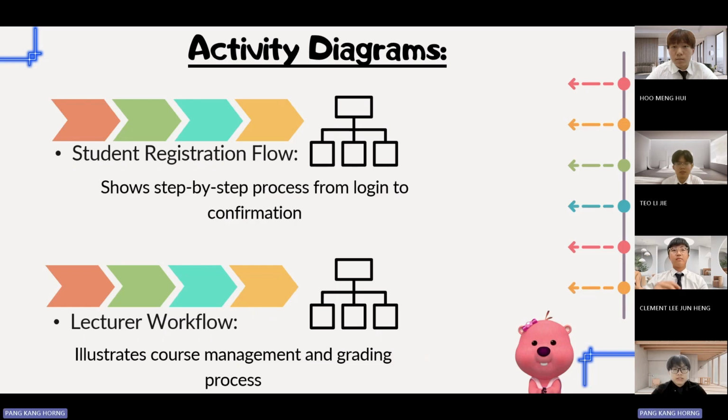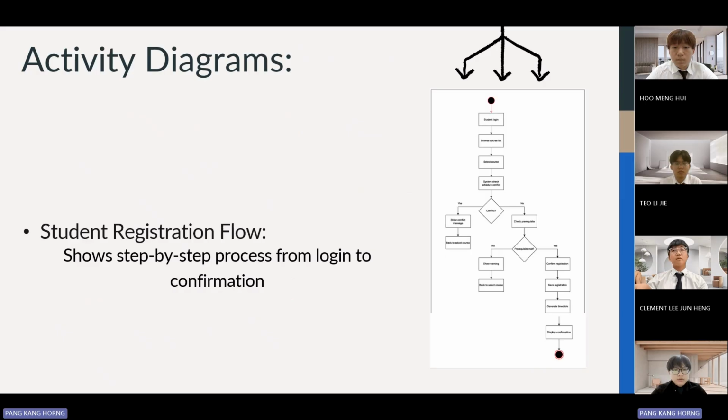Okay, so now I will present about the activity diagram. At this part, we have two diagrams. The first is the student registration flow that will show the step-by-step process from login to confirmation. And the second one is the lecturer workflow, which illustrates course management and the grading process. So first, I will present about the student registration flow.